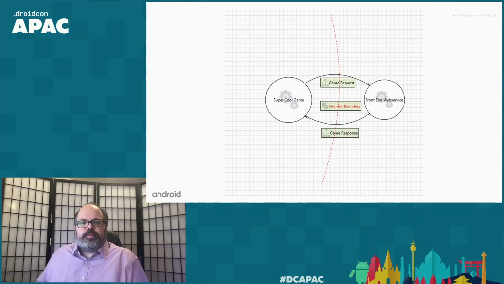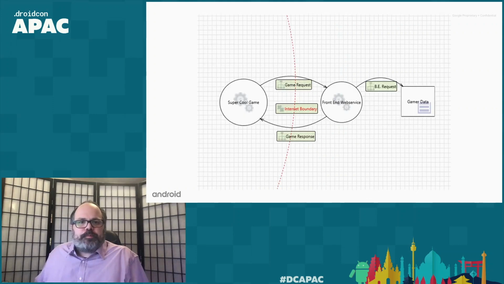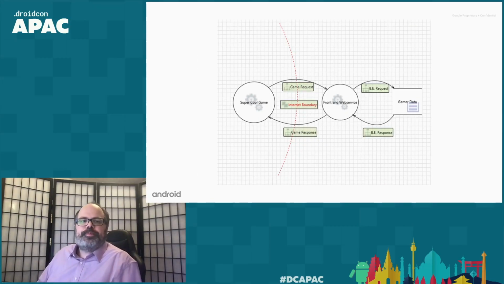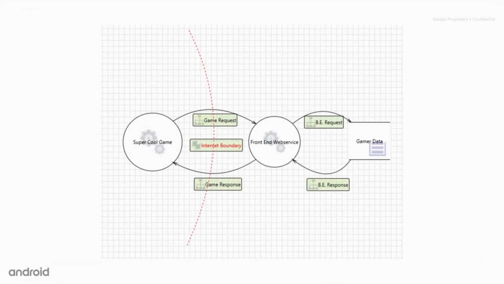The game client calls the front-end server over the internet, so we'll also add a trust boundary too, because the data is traveling over an untrusted network location. The front end calls the back end data store. Since this is all over our back end, we don't need to use a trust boundary, but we could if we wanted to. This database then fetches game data and returns it to the front end.